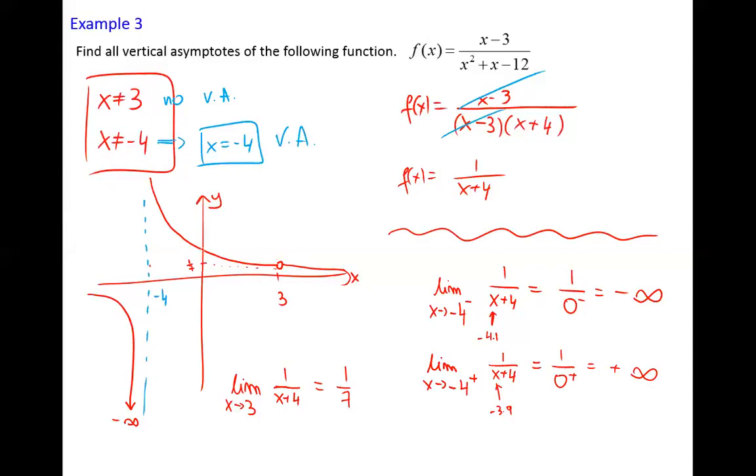We can also find the y-intercept. Y-intercept means x is 0. If I substitute 0, negative 3 over negative 12, it's a quarter. Also, in these cases, I am not discussing a horizontal asymptote, but I will discuss this in my next video. Only the vertical asymptotes. That means we can see the blue numbers are my answer. X equals negative 4 is the vertical asymptote only, not 3.